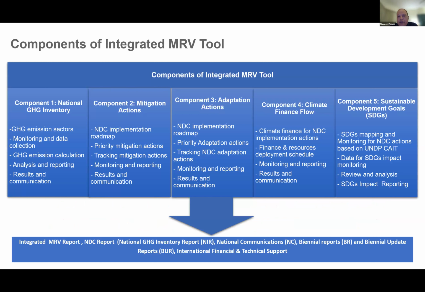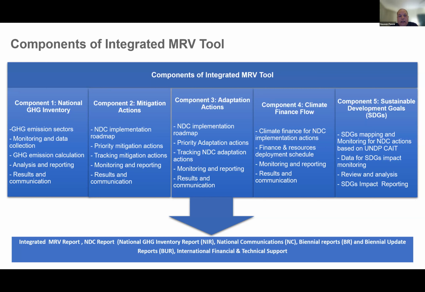So one component is the National GHG Inventory, which is based on IPCC 2006 guidelines. And this module actually helps the country to collect the data from the different sectors and subsectors applicable for Vanuatu's national inventory and calculate the GHG emission. So it is very similar to the IPCC tool for GHG inventory, but it is a more customized version specific to Vanuatu. So that is one module.